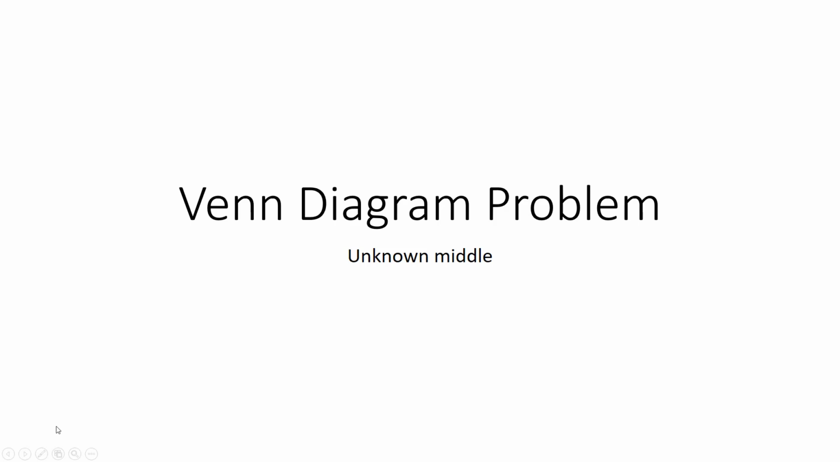Okay, a lot of people have been asking questions about this one, so I thought I'd give a couple of detailed examples here about how to deal with a Venn diagram problem where you're trying to solve the Venn diagram, all of the different sectors, when you don't know the middle or the intersection.